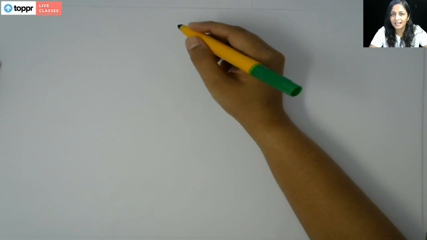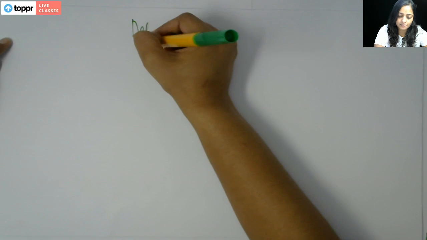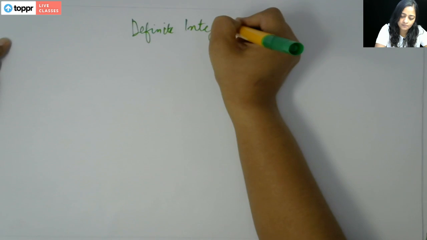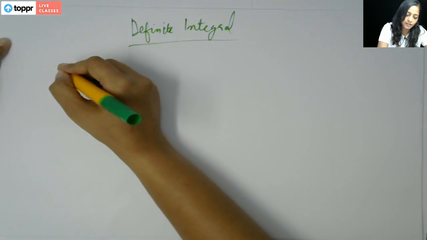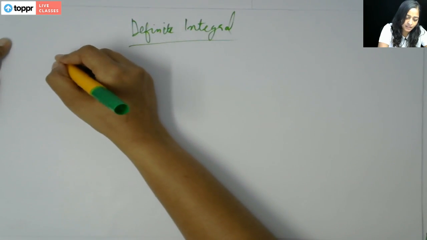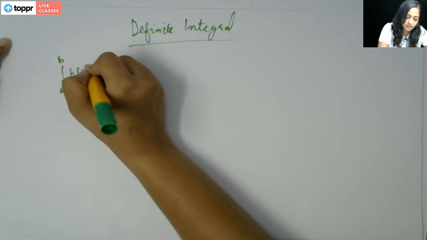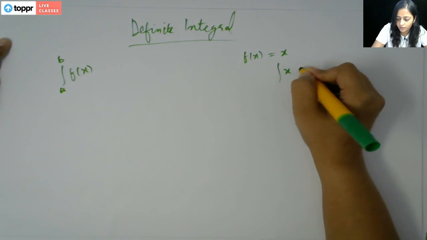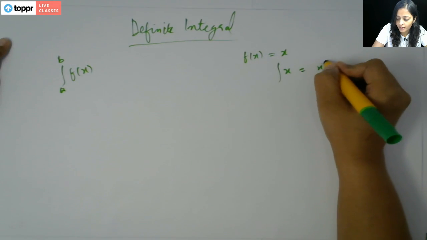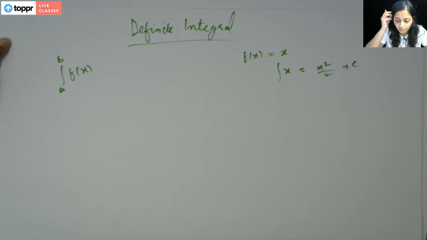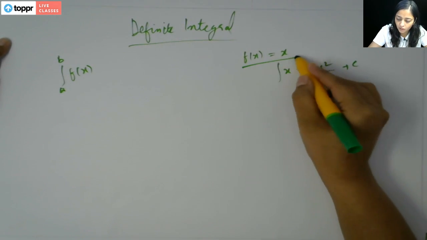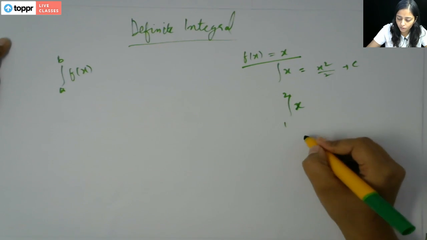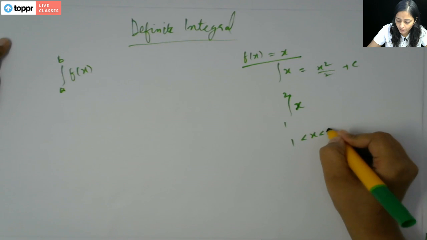Hello students, this class is about definite integral. It is an integral with a definite interval. Like if you integrate f(x) equal to x, normally you will get x square by 2 plus c. But if I want to integrate this function over a specific interval, let's say from 1 to 2, like the value of x is varying between 1 and 2.